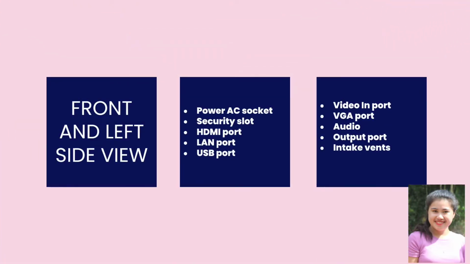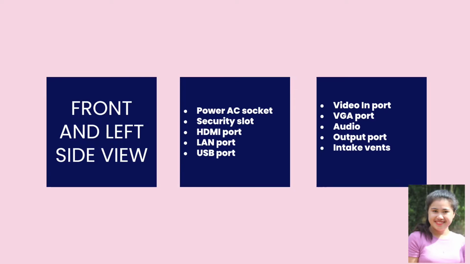Front and left side view. Power AC socket. This socket is used to connect the power cable with the projector. Security slot. It can also be called a safe slot, which prevents your projector from theft. HDMI port. To input the video signal from the HDMI output port of the video source. LAN port. Used for the wired network or internet connection, also called Ethernet port.